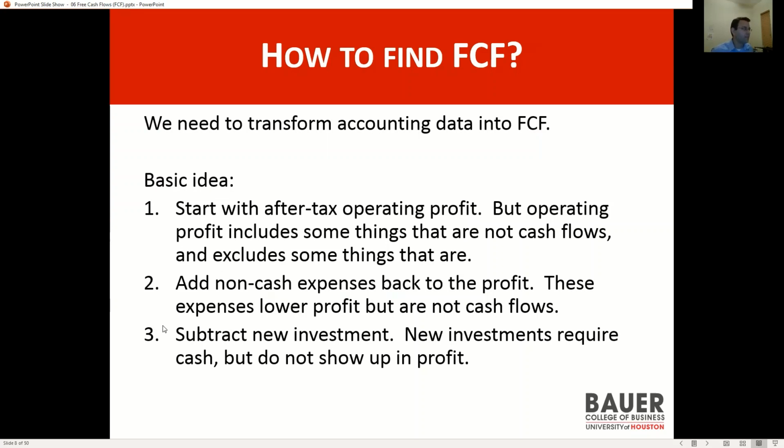Likewise, step 3 reflects the fact that the profit is missing some things that we do care about. In fact, it misses new investments in the company. You need the cash in order to buy a car or to buy inventory. That's a cash flow that we definitely care about, but that's not going to show up in profit. So we need to take that away from our profit to get at the cash flow.